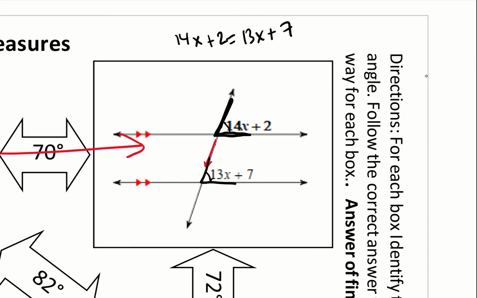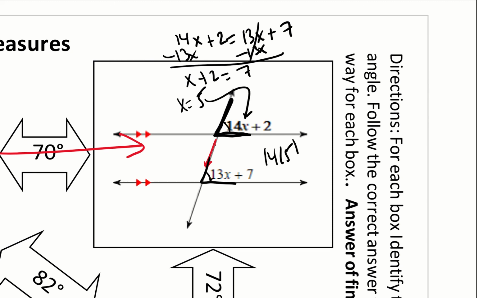And I want x's to be positive, so this time I'll move this over to the left-hand side. Get positive 1x plus 2 equals 7. And so we can clearly see x equals 5. 5 plus 2 is 7. So x is equal to 5. And then we'll go ahead and plug that into the bold. So we have 14 times 5 plus 2. Get 70 plus 2. And this one is 72 degrees.